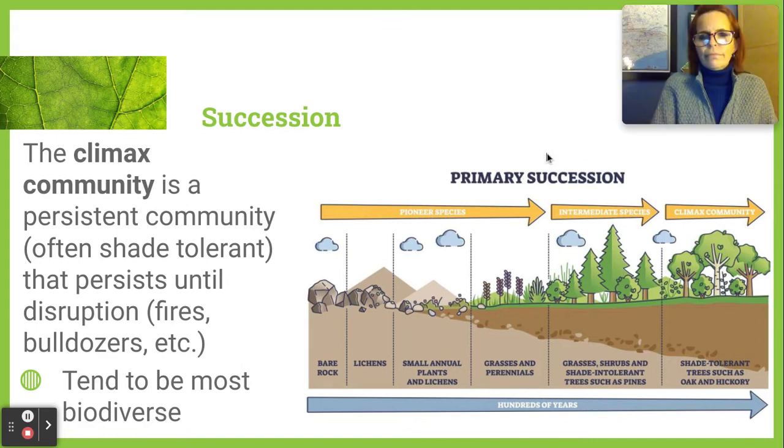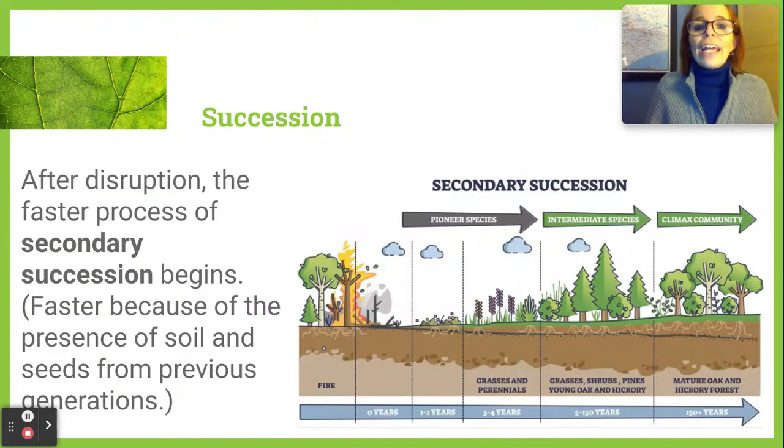So moving on. What happens after a fire? So take a look at the diagram. The diagram now says secondary succession. So here's an example of a fire, but it could have been some other event that caused the ecosystem to basically have to start all over again.